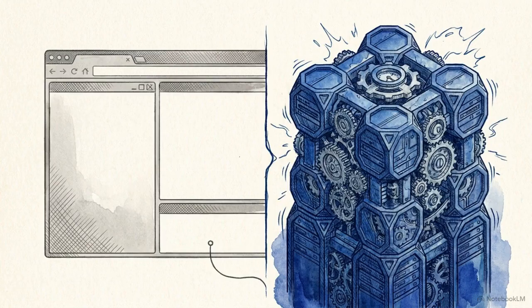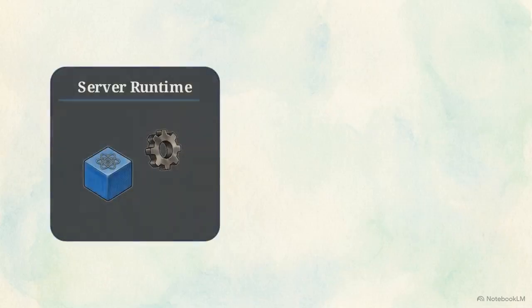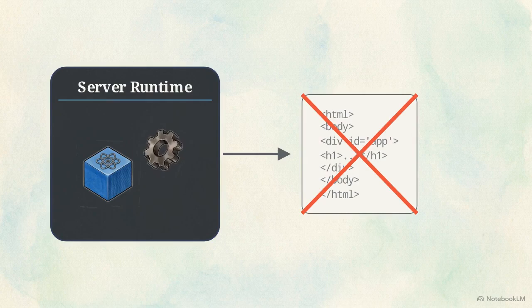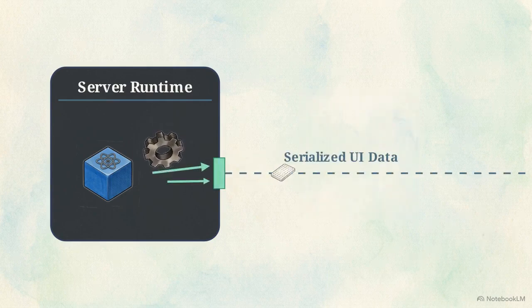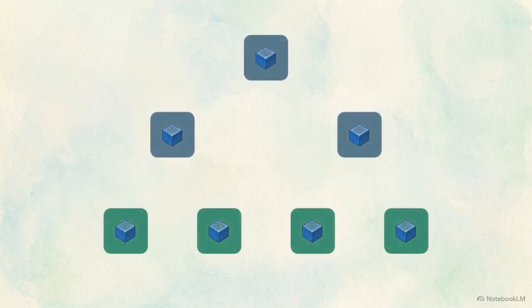Unlike standard components, server components never execute in the browser. They remain entirely on the server, where they can query databases and access file systems directly without exposing secure credentials. And rather than compiling into raw HTML like SSR, server components output a highly specialized serialized data format representing the UI. This format allows React to build an interleaved component tree.